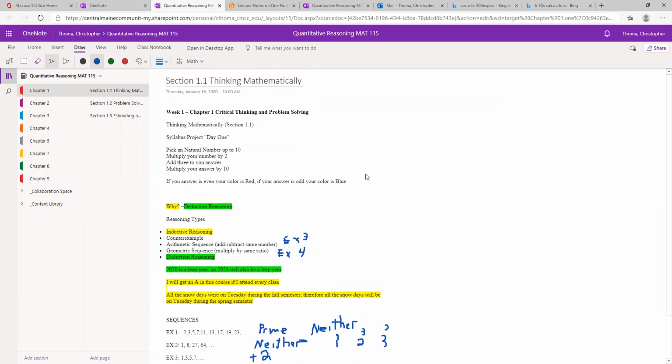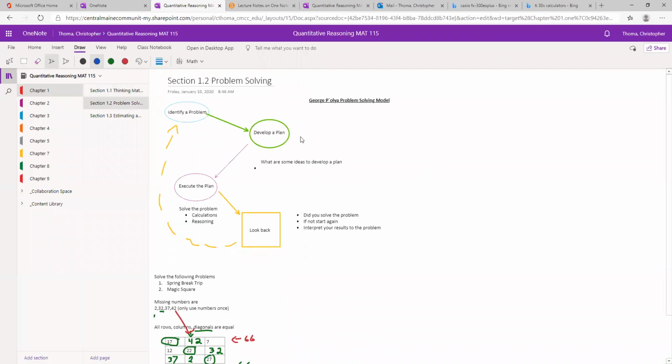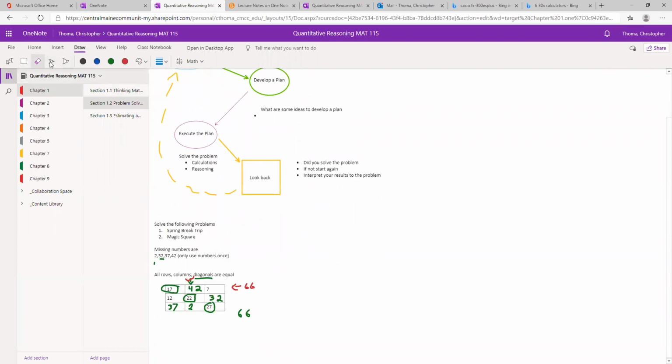Any questions on 1.1? 1.1 is, again, just how we think mathematically, seeing the math in problems kind of thing. That's kind of what we're looking for here. 1.2 is problem solving.